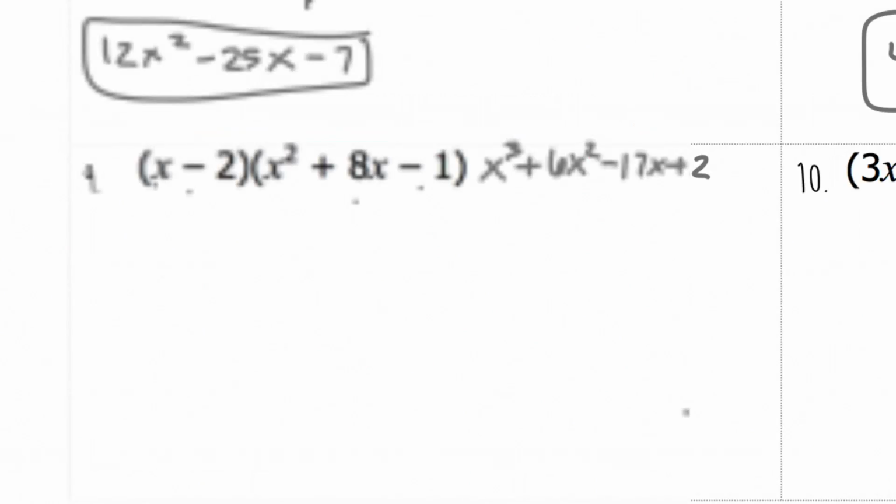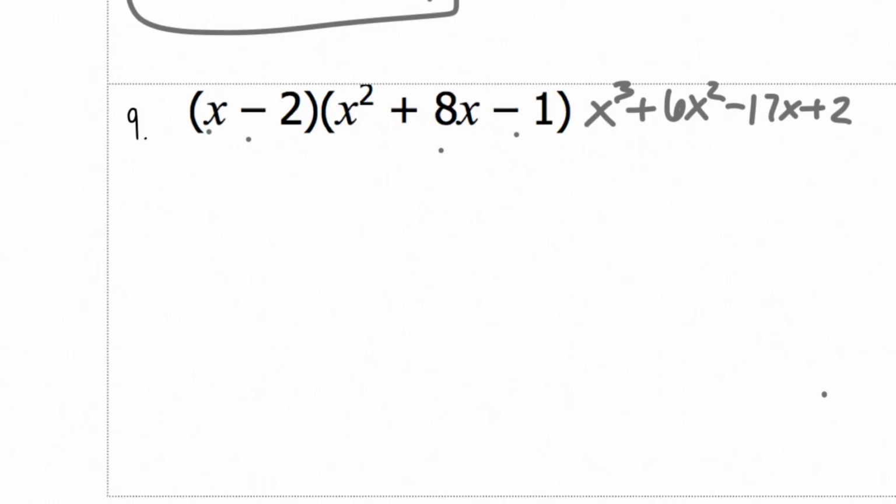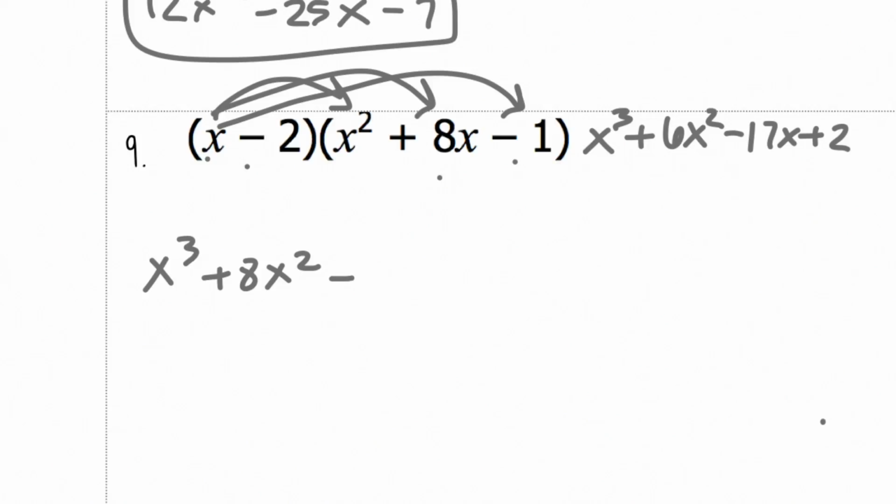If you did not get those, then hang around and we need to go through these last two problems and see if maybe there's some more practice you need to do. Okay, so if we're looking here, start with your first item, x times x squared. That's where we get the x cubed. Okay, x times 8x gives us 8x squared, and x times negative 1 gives us minus x.